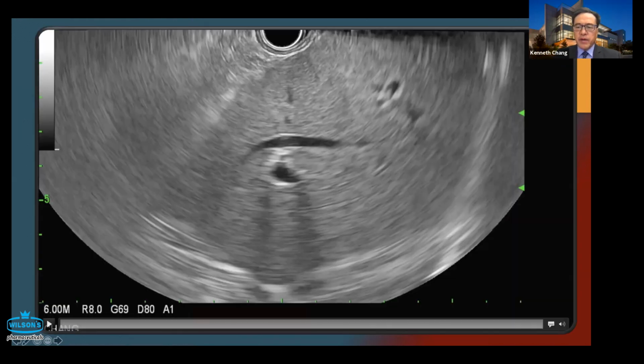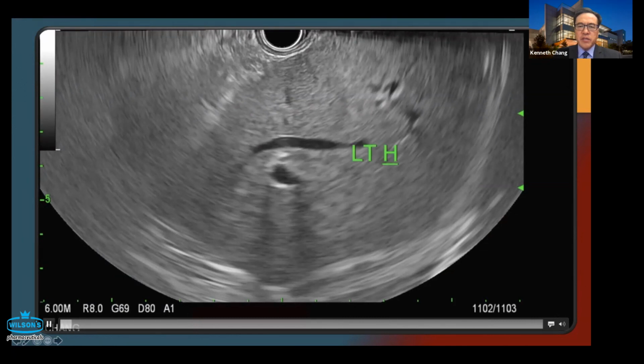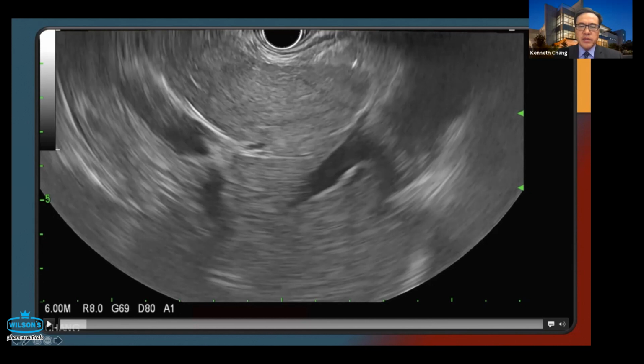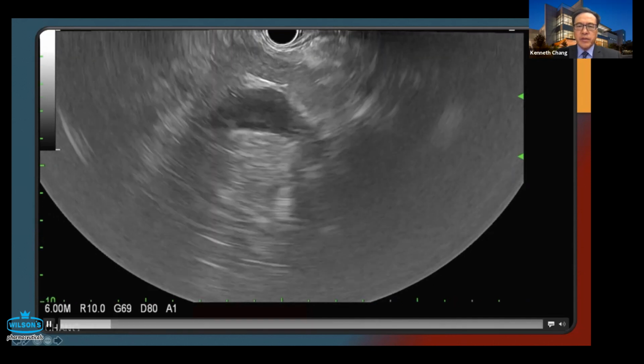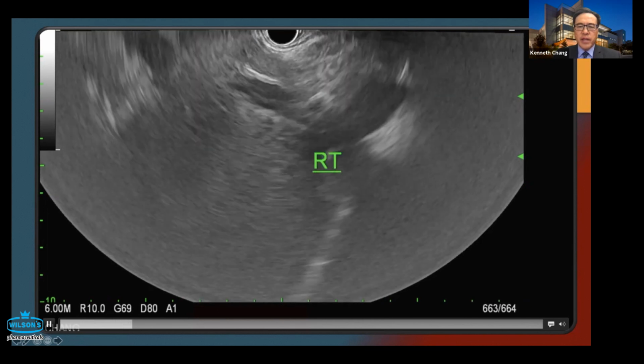I'll show you a video of the anatomy. This is using a linear echo endoscope. We're in the stomach and imaging the left lobe of the liver. This vessel here, this smiley face, is the left hepatic vein. This vessel, which looks like an elephant, this is the head of the elephant and this is the elephant trunk, is the middle hepatic vein. The middle hepatic vein, as we mentioned, is the one we target the most. This is the IVC, and off of the IVC you can see the right hepatic vein.